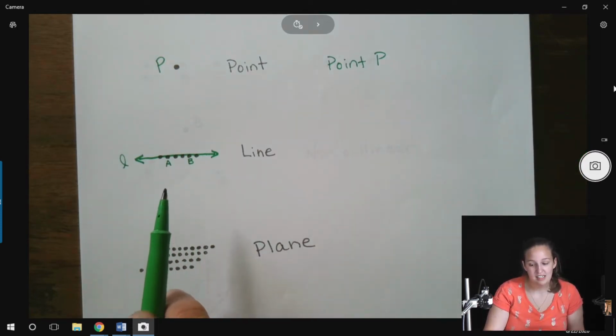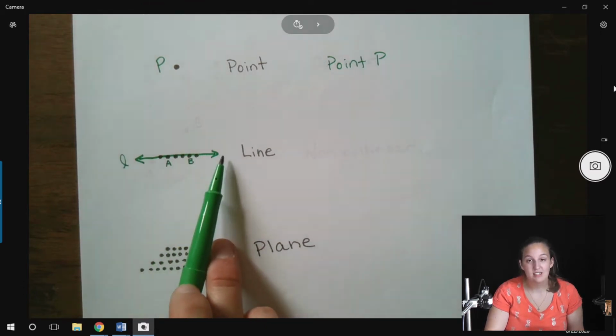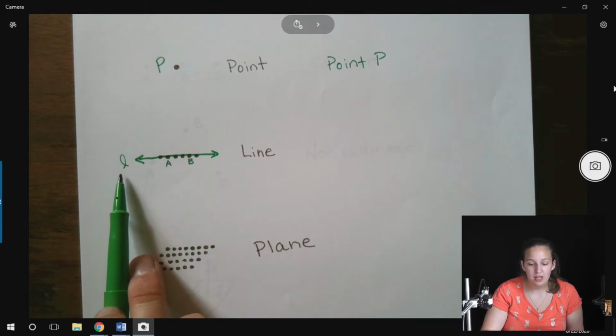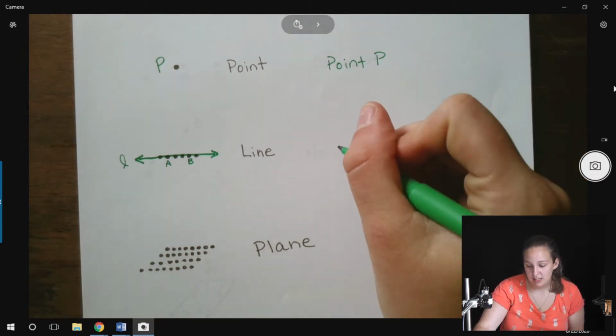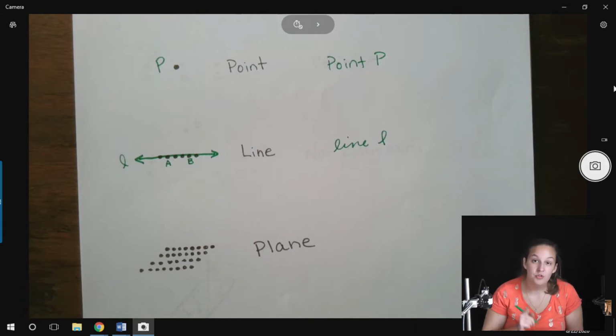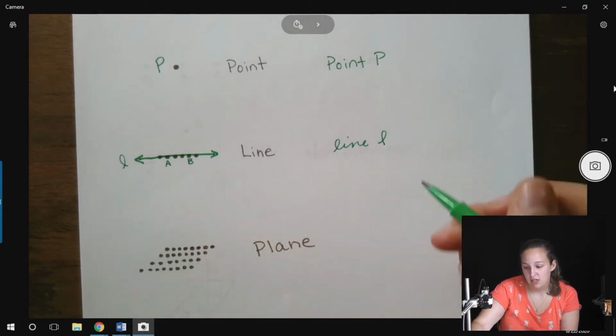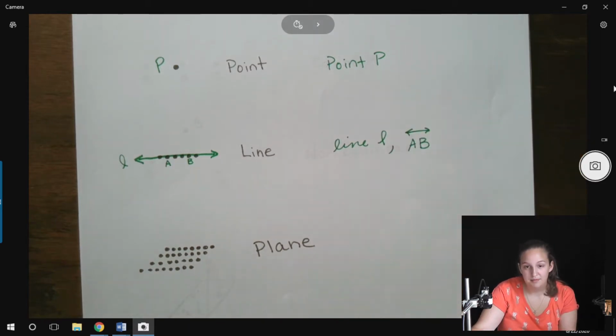For lines, if you have multiple points and they're all stacked up in the same place, we call that a line. And so you can label a line if you have a name given to it. Typically it's a cursive lowercase letter, but this could be line L. However, if you know 2 points, so think about when you were graphing y equals mx plus b, you would find 2 points and then graph a line from there. If you know 2 points, you can also call this the line AB.